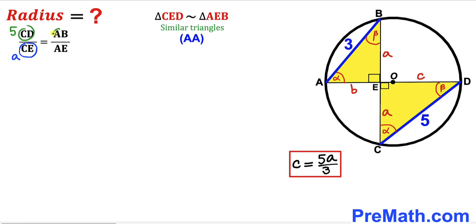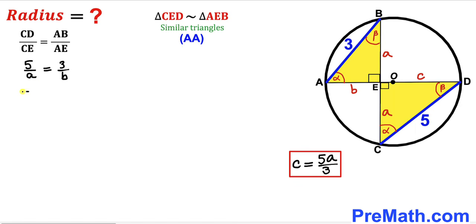On the other side, this length AB is 3 units, so I'm going to replace that with 3 units. And finally, this AE length is lowercase b, so I'm going to replace that with lowercase b. Let's go ahead and cross multiply.